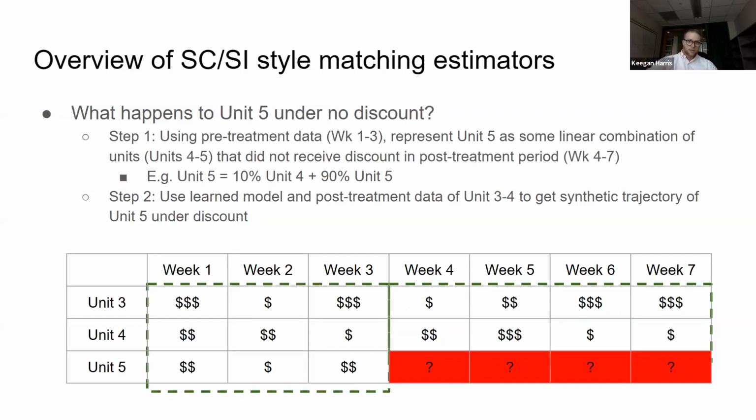And then you can do something similar for control as well, no discount. But now you're going to use the outcomes of unit 3 and unit 4. So say you find that unit 5 is now 10% of unit 3 and 90% of unit 4. Then what you would do under these synthetic controls or synthetic interventions style estimators is you would use this learned model and the post-treatment data from these units we've already seen to construct the synthetic trajectory of unit 5 under control.